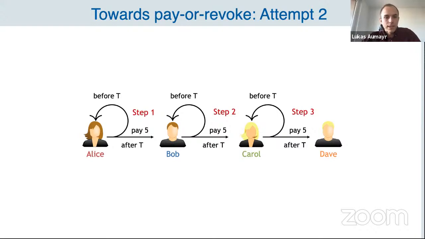After some time T, which is chosen by Alice, Bob can claim the 5 coins that are locked in this contract, right? Before time T, however, Alice has a way to refund herself. Okay, now Bob goes ahead and does the same with Carol.